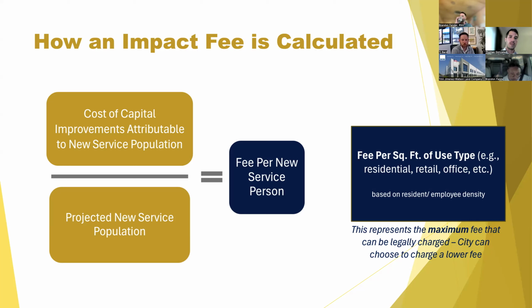So we try to come up with a fee per new service person. That's a formula related to the number of people living and working there. And sometimes that formula changes a little bit depending on commute patterns, et cetera. But to get that fee per service person, we take the cost of all the improvements needed to serve those new folks, and we divide it by the number of new folks that will be living and working there, and that's how we determine the fees.